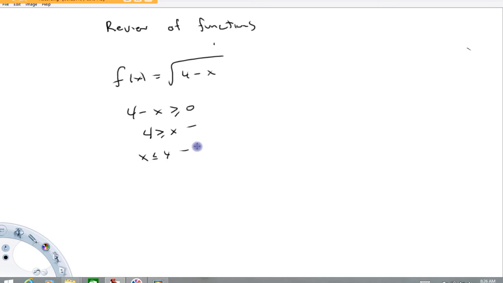And just to check to make sure it's working, let's see, x less than 4. Well, 3 should work. Put a 3 here. 4 minus 3 is 1. Square root of 1 is 1. It's good. All right, so there's our domain. Range. Sketch it.